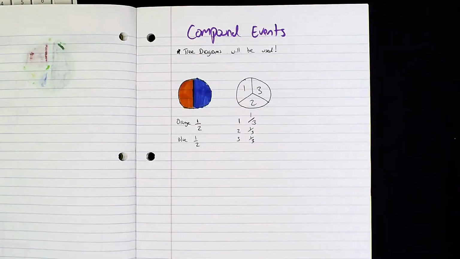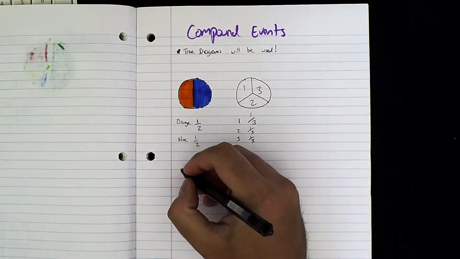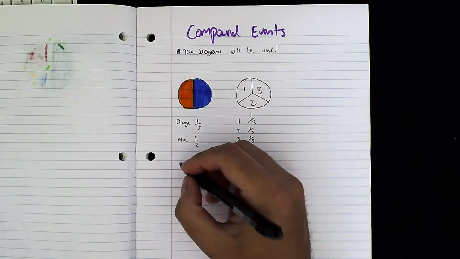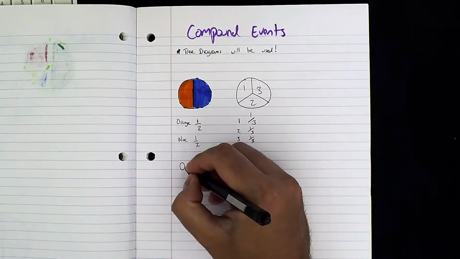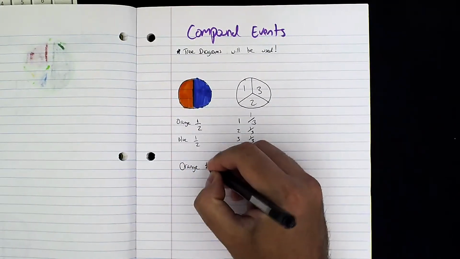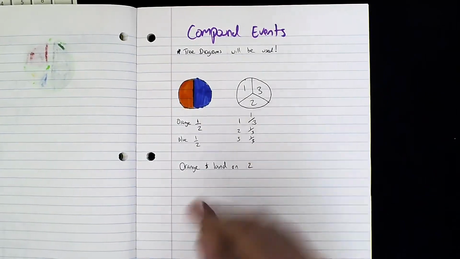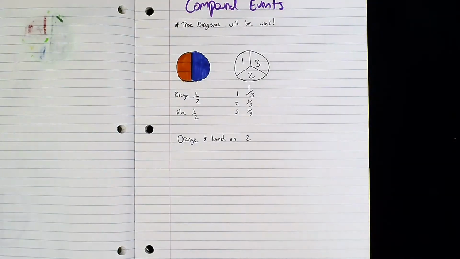Now I want to conduct an experiment, and my experiment will be, in order to have no homework tonight, let's use this as an example, you need to spin an orange and land on 2. So how can we figure out what is the probability of this happening?